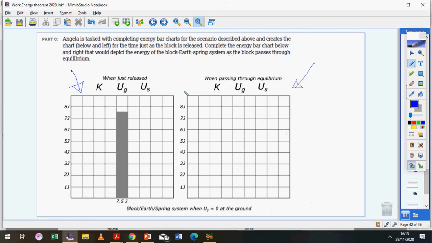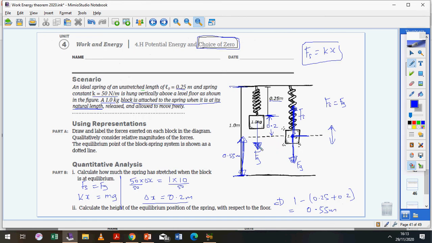So this shows us that just when it's released, all of the mechanical energy of this system is potential energy, and this is telling us that that potential energy is 7.5 joules. Let's first verify that. Just when it's released at this position, it has a height of 0.25, which is the same as 0.75 from the ground. I hope you can see that from the ground, that height is 0.75.